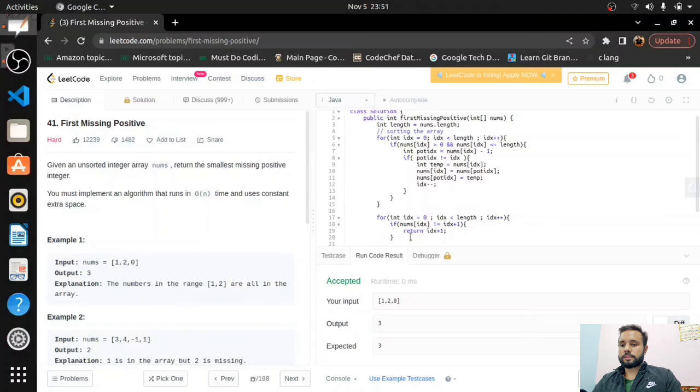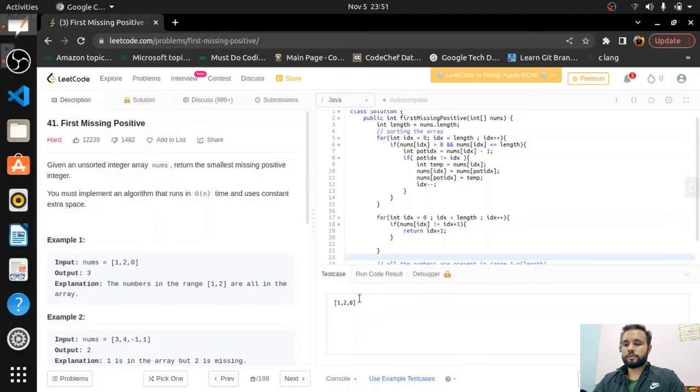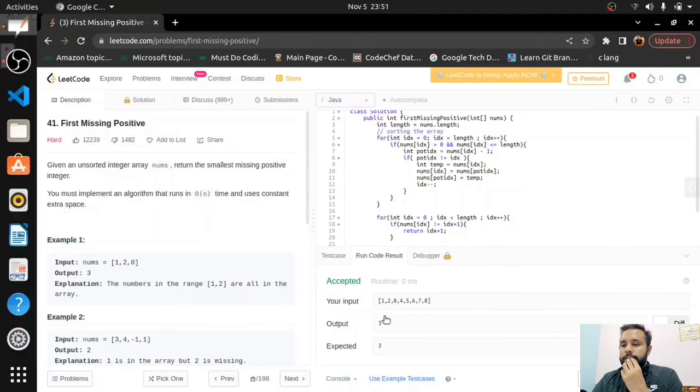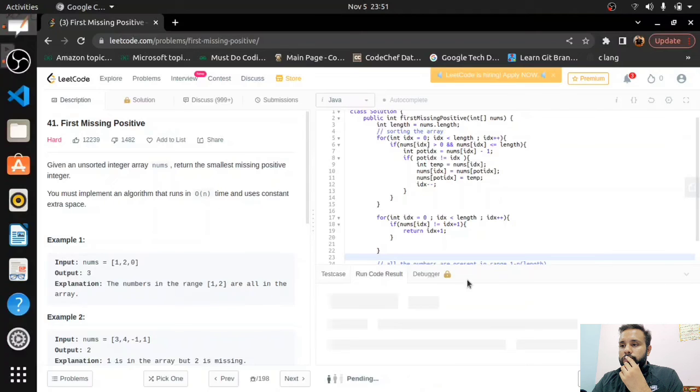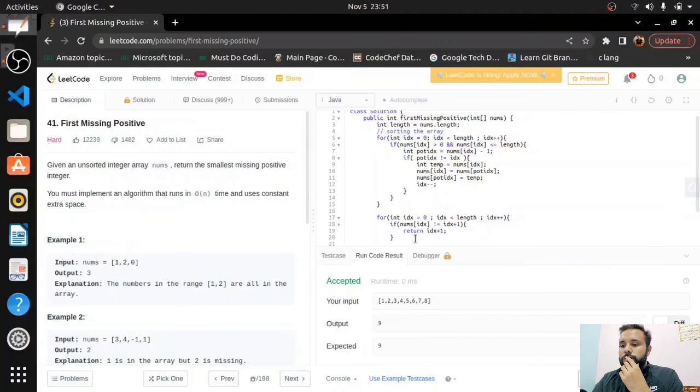Okay, let's try to test for some other case. 4, 5, 6, 7, 8. So what will be the answer? It's 3, and that's fine. Working. Let's say if we have 3 also, and this array is sorted. It is giving output 9. That is also fine.